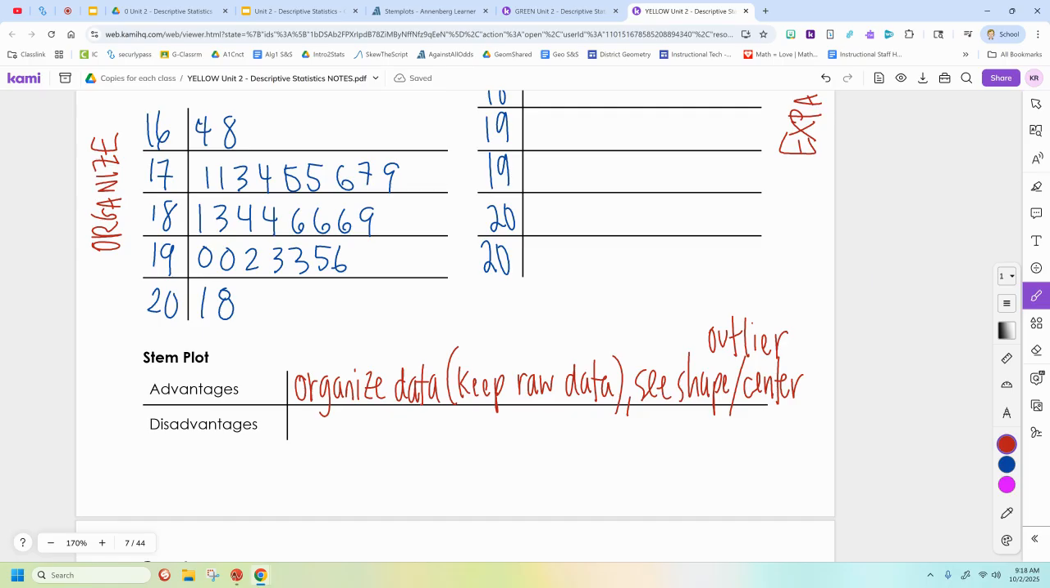But I would totally agree that the disadvantage is you wouldn't want to do it for a large set. It doesn't work for huge sets of data. And with not using technology or not having it already sorted, it is kind of obnoxious to make, right? Do we agree that this is obnoxious? So the deal is this. You need to know how to make a stem and leaf because you have to know how to read a stem and leaf. Does that make sense to everybody?